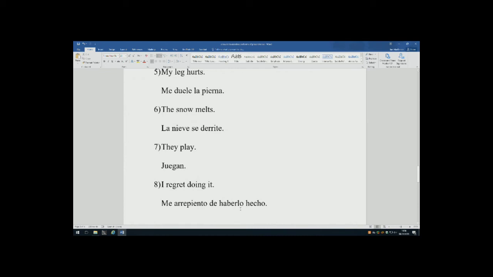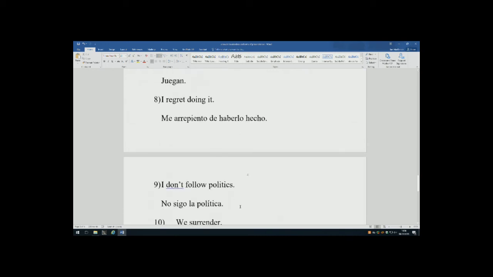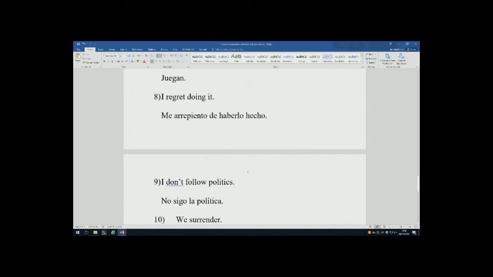I don't follow politics. No sigo la política. And there's no U required there. The U in the infinitive, seguir, is required to keep the ga as a ga. I mean, if you did have a U in that form here, if there was a U here, say that. I mean, how would you actually pronounce that? Sigo, that's right. So you cannot have a U there. No sigo la política.